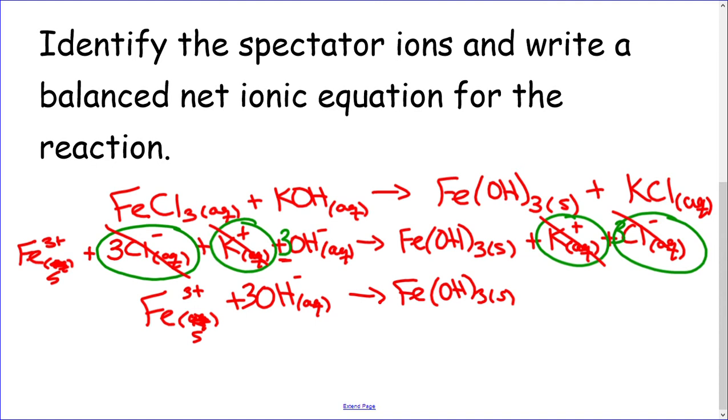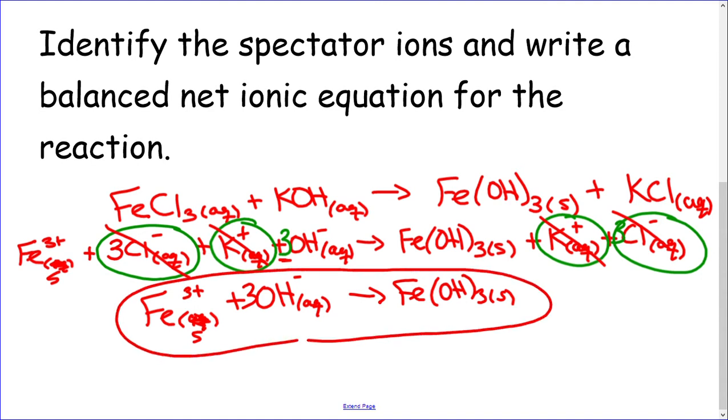Taking a look, does it balance out? I've got 1 iron and 1 iron left and right. I've got 3 hydroxides and 3 hydroxides left and right. If I look at the charges, do you see how there's no charge on the right hand side, which makes sense because we have a 3 plus charge on the left, canceling out with the 3 minus charge also for the hydroxide. So 3 plus and 3 minus gives a neutral charge. So this would be our net ionic equation, with our spectator ions being potassium and chlorine.